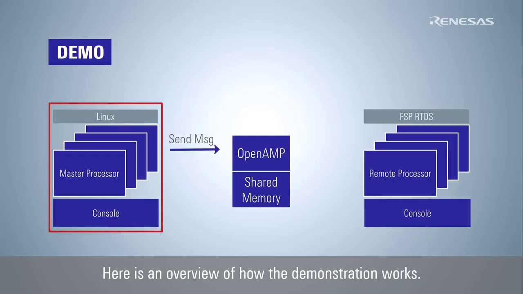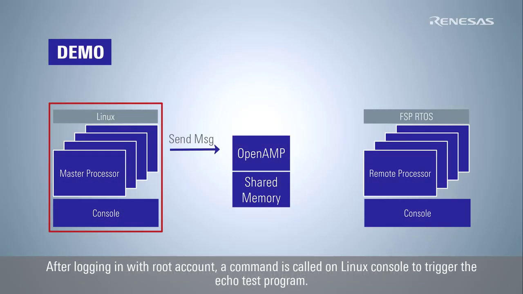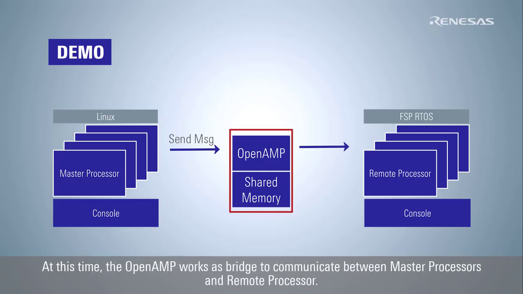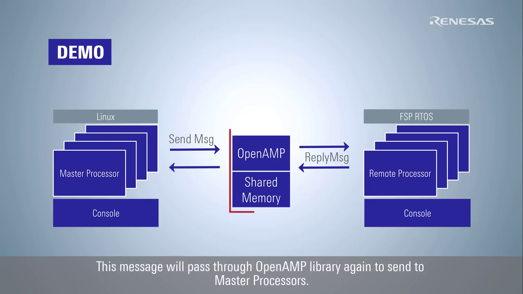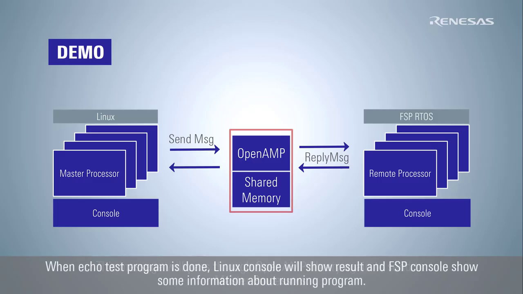Here is an overview of how the demonstration works. After logging in with the root account, a command is called on the Linux console to trigger the echo test program. At this time, OpenAMP works as a bridge to communicate between the master processors and the remote processor. The remote processor will receive messages and reply back to the master processors. This message will pass through the OpenAMP library again to be sent to the master processors. When the echo test program is done, the Linux console will show the result and the FSP console will show some information about the running program.